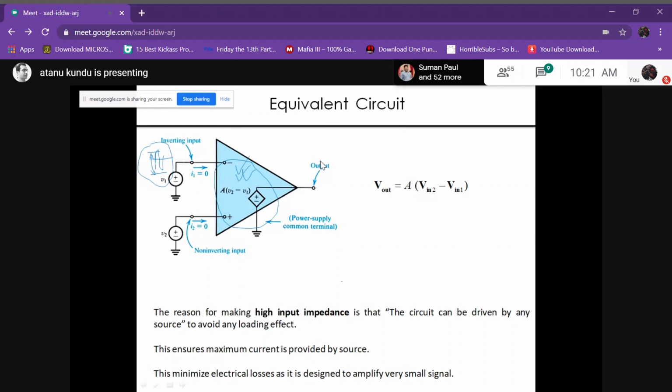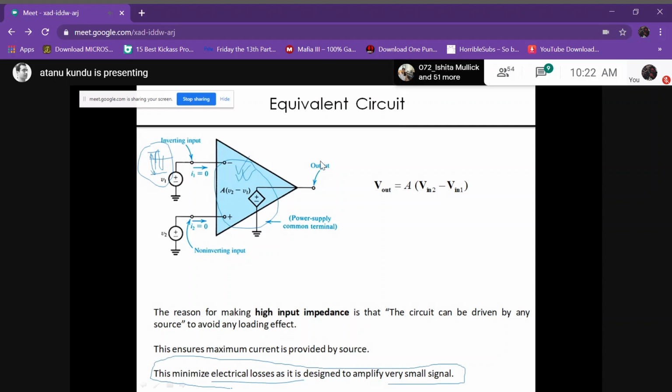Clear? Yes, sir. So that's the reason written here for making the input impedance very high: the circuit can be driven by any source. The signal level may be very small or very high, whatever it is, but the signal current will not flow into the op amp. That's why the input impedance is very high. So it minimizes the electrical losses, as it is designed to amplify very small signals. Can you see that? Yes, sir.